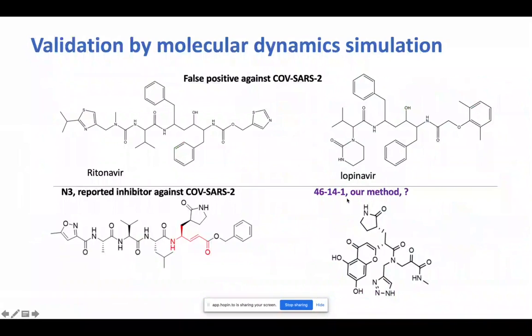And finally, we can get some good candidates. And then we test these candidates through molecular dynamics simulation by checking their binding free energies. So here we compare among 4 cases. These 2 are HIV drugs. As we already showed, they are not effective, so they are so-called false positives as control. This N3 is a good candidate, so it is a positive. And here is the molecule that we designed through this machine learning method.